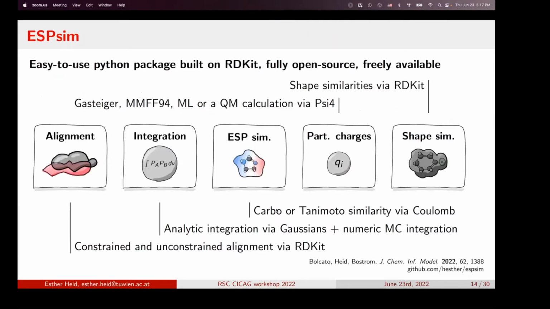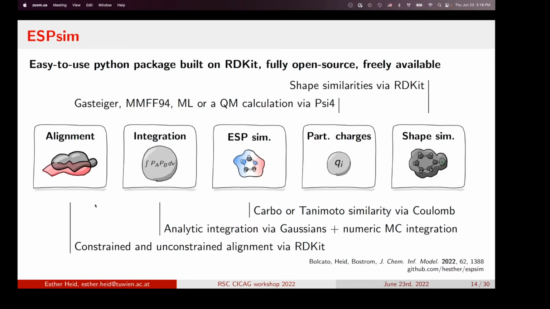We built this ESP-Sim Python package, which is built on RDKit. It is fully open source, it's freely available. It has a very permissive license. You basically can do whatever you want. So if you want to build a software on it and sell it, go for it. If you want to contribute to this and send me a pull request to change something, please do it. It's really a collaborative effort, and we are happy to get contributions.